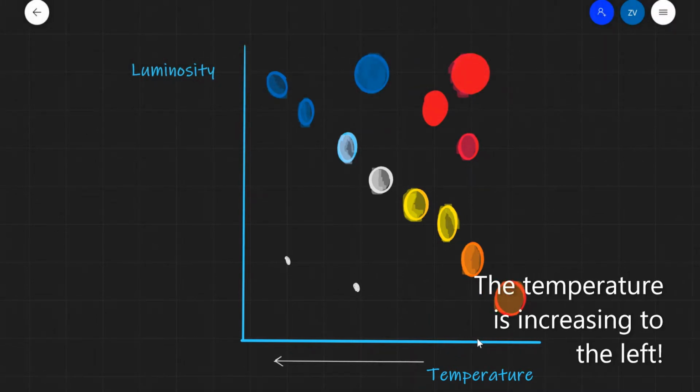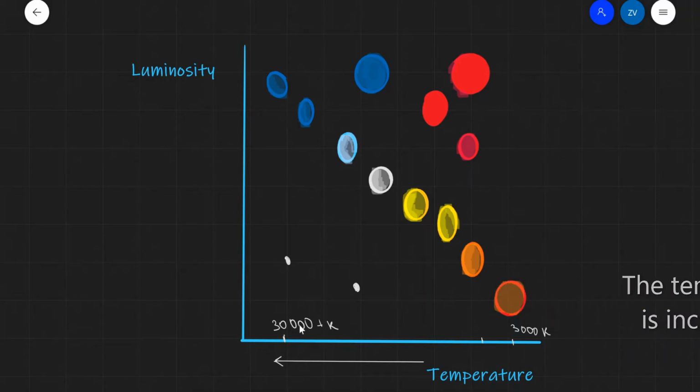Temperature is increasing to the left. So this means that, for instance, if I picked a point over here, this point will have a higher temperature compared to this point over here. Normally on this end we have temperatures ranging up to about 3000 Kelvin, and this is the temperature on the surface of the star, and over on this end we have 30,000 plus Kelvin. So let's just say 30,000 plus Kelvin over on the left end.